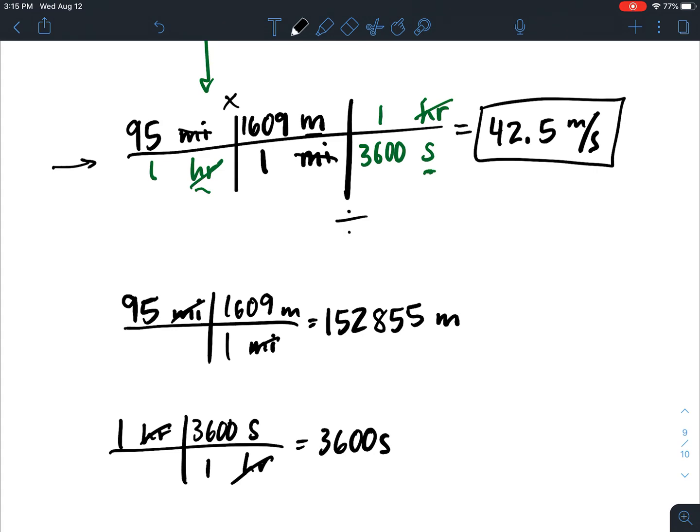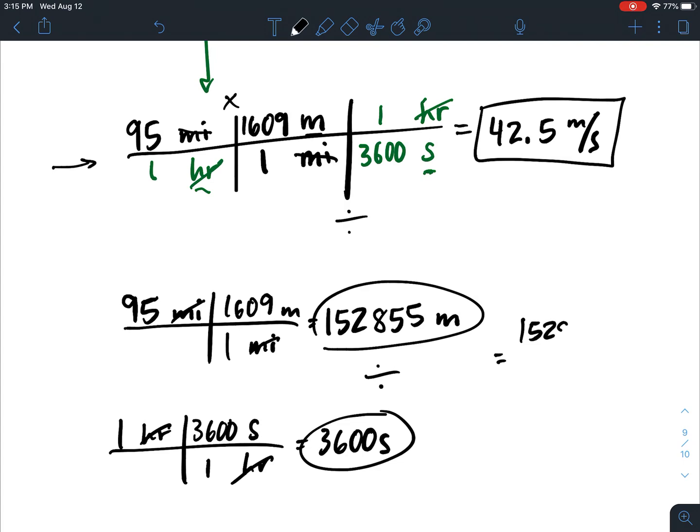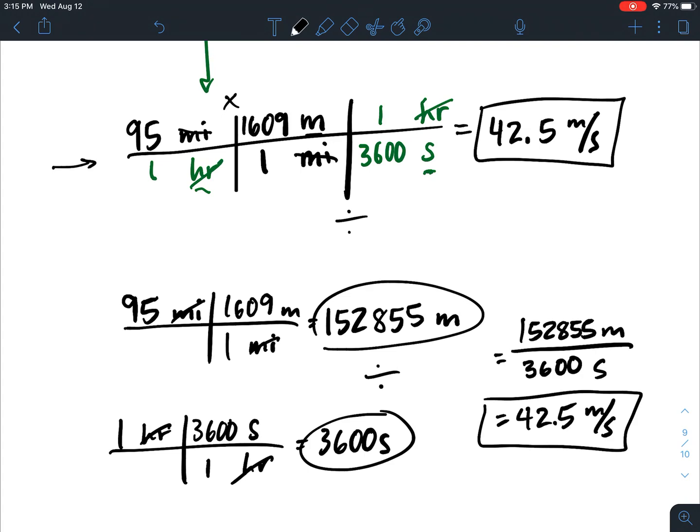Okay, and then I think about how do I want my units to be ultimately. I want meters on top and seconds on the bottom. So I'm going to take my answers here. I'm going to take this one, I'm going to take this one and divide them in that specific order. So 52,855 meters over 3,600 seconds. I will not leave it in this format because, again, the metric system uses decimals and not fractions. I want to go ahead and divide it out, and when I do that, I get 42.5 meters per second. So either way is totally fine, whatever makes more sense to you.